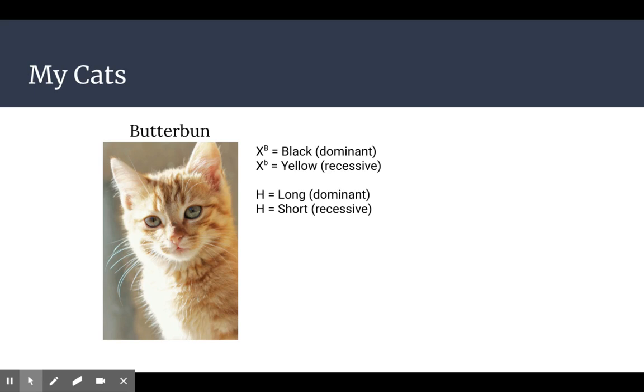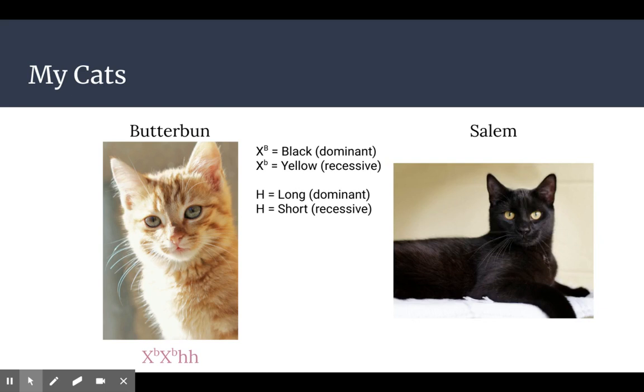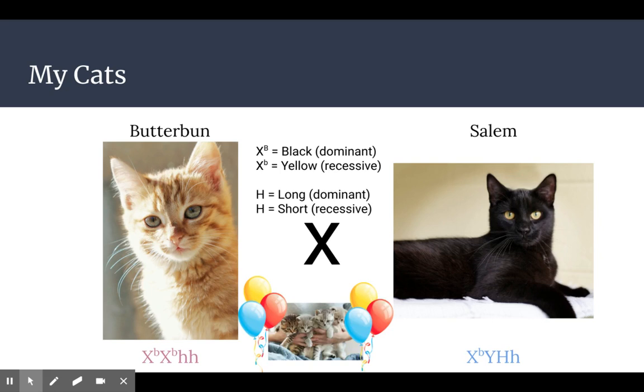When we adopted Butterbun, whose genotype is X little b, X little b, little h, little h, we decided to adopt a male cat with long black hair to keep her company, named Salem, whose genotype is X big B, Y, big H, little h. One day, we discovered that Butterbun got pregnant with two female and two male kittens, who she then gave birth to a short time later.